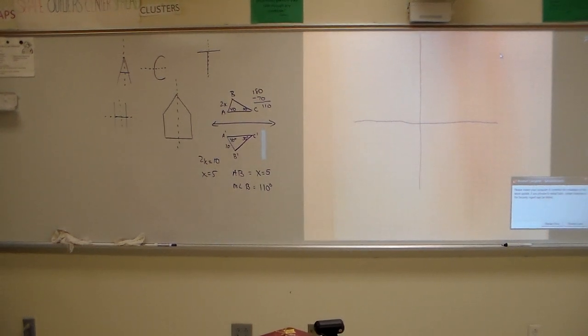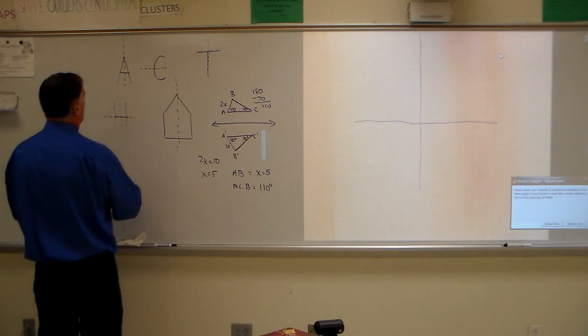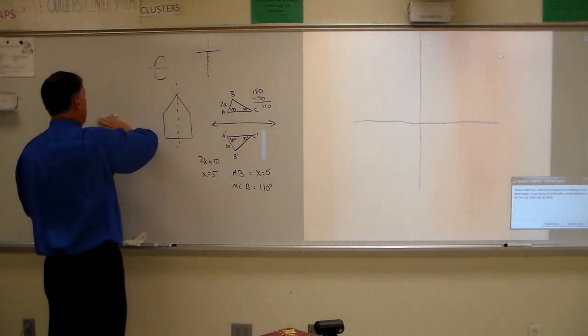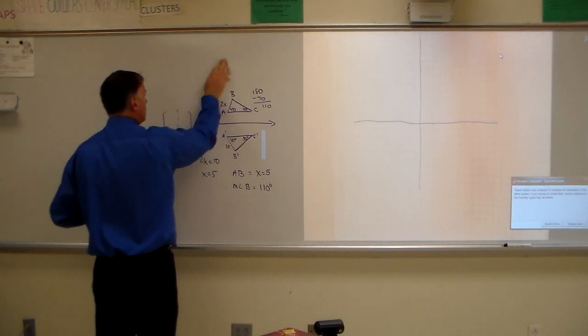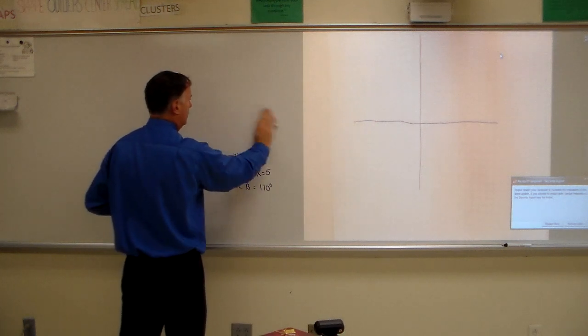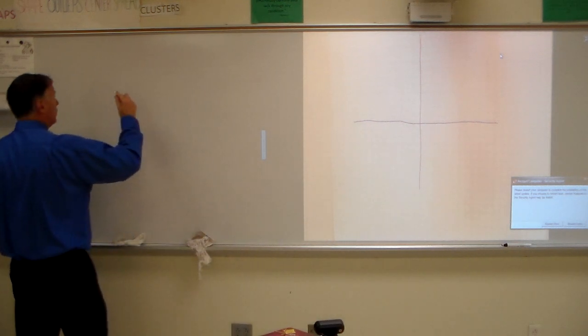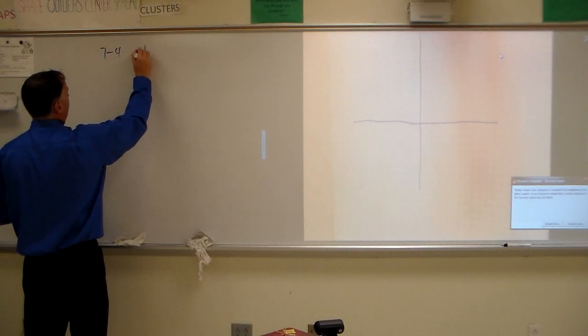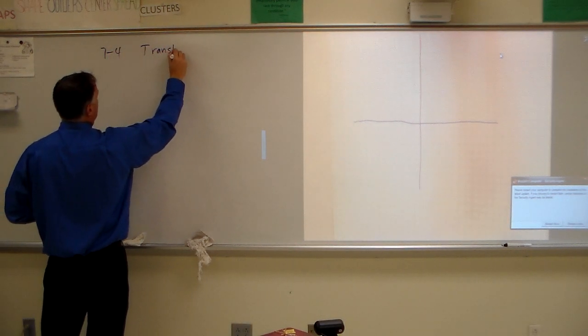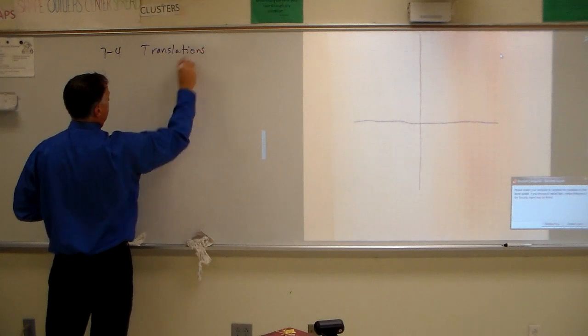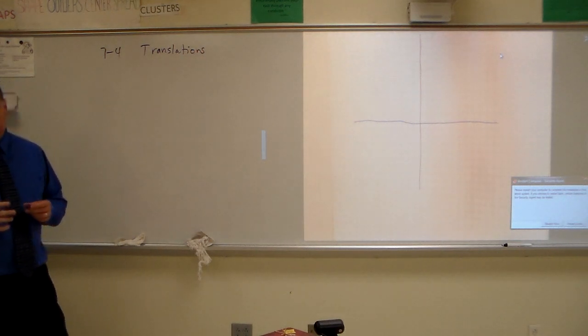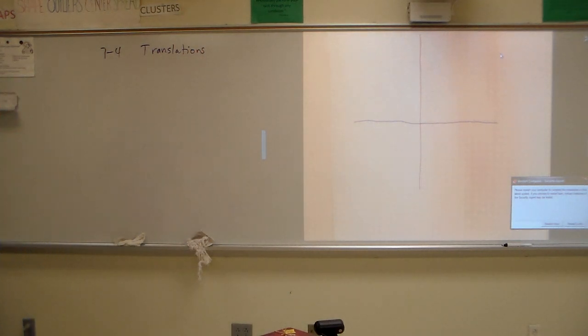Okay, guys. So today we are going to cover 7:4, Chapter 7, section 4, which is all about translations. Translations. Probably the easiest of the isometries that we're going to study. Probably the easiest. Reflections could be as well.